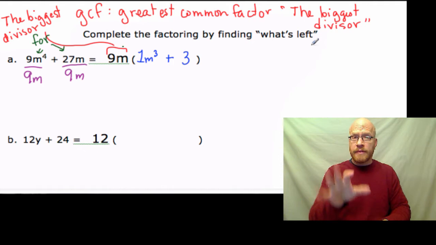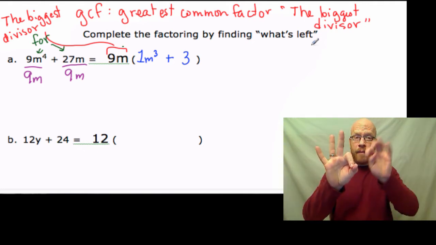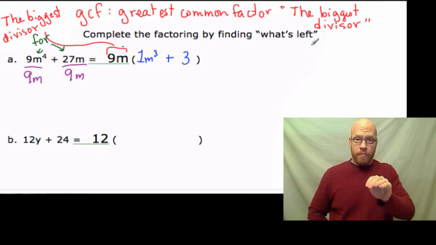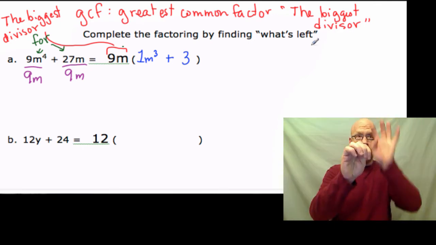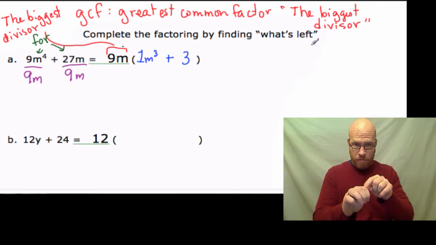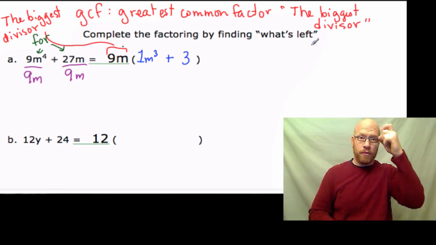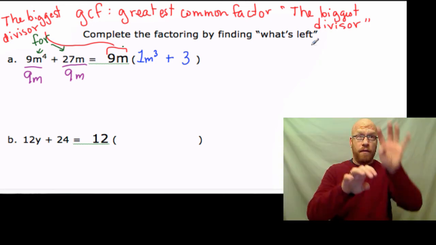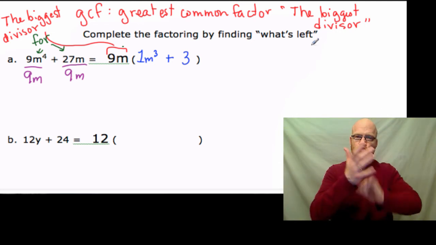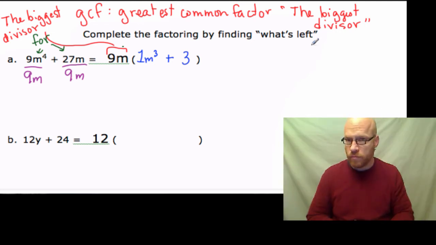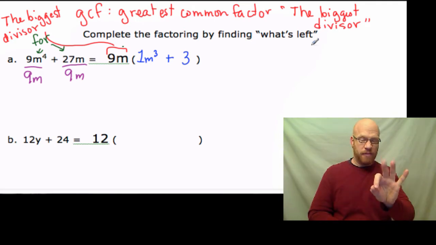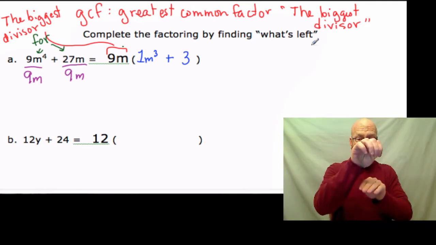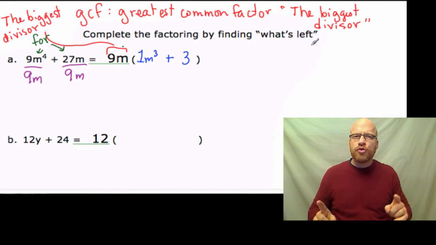Okay, you can see this here now. 9m to the fourth divided by 9m. 9 divided by 9 is 1. m to the fourth power divided by m becomes m cubed. Remember, when we divide like bases with exponents, we subtract the exponents. And then the second one, 27 divided by 9 is 3. And m divided by m is 1. And we're done.